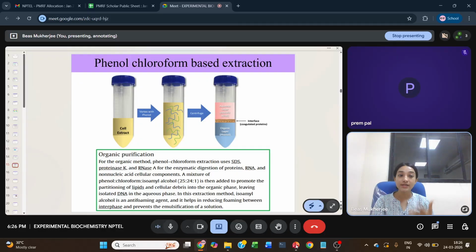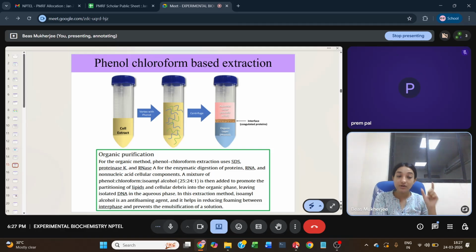So now what you get is this cell extract. Now something is done. So see what's done. So this is again organic purification. Okay, phenol-chloroform based purification. So the organic method, that is the phenol-chloroform based method, uses SDS, proteinase K and RNase A for the enzymatic digestion of proteins, RNA and non-nucleic acid components.